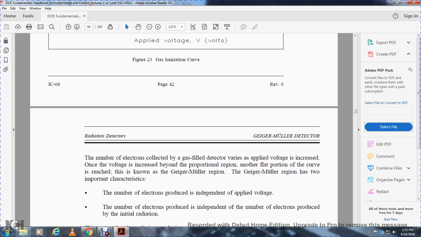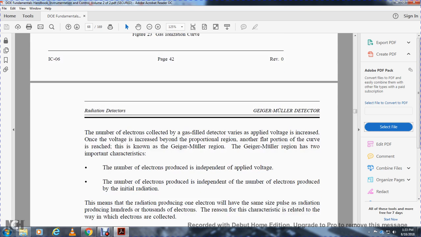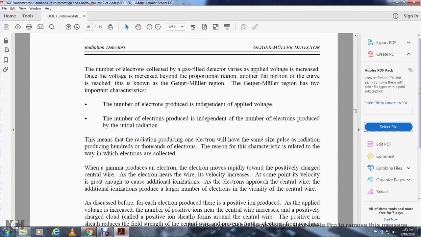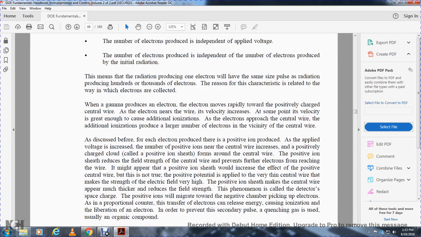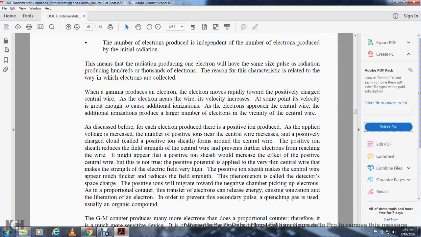The Geiger-Muller region has two important characteristics: the number of electrons produced is independent of the applied voltage, and independent of the number of electrons produced by the initial radiation. This means radiation producing one electron will produce the same size of pulse as radiation producing 100 or 1,000 electrons. This is related to the way the electrons are collected. The gamma produces an electron, which moves rapidly towards the positively charged central wire. Near the wire the electron gains enough velocity to ionize additional atoms, producing a larger number of electrons that reach the central wire.